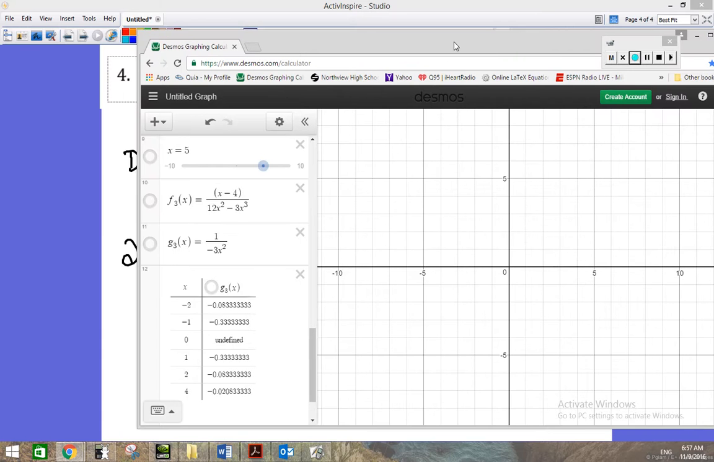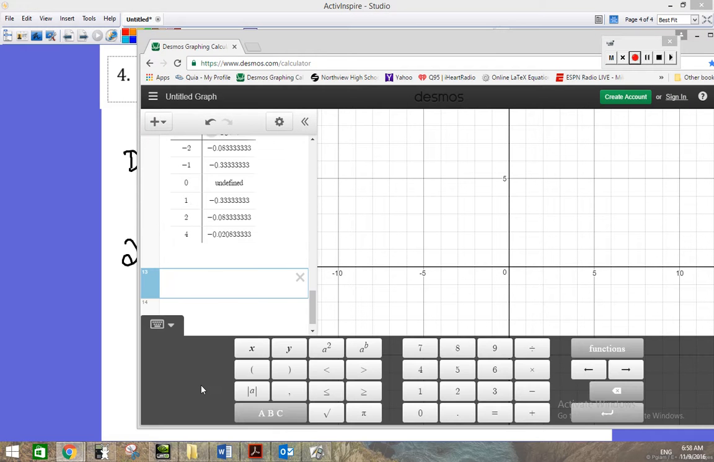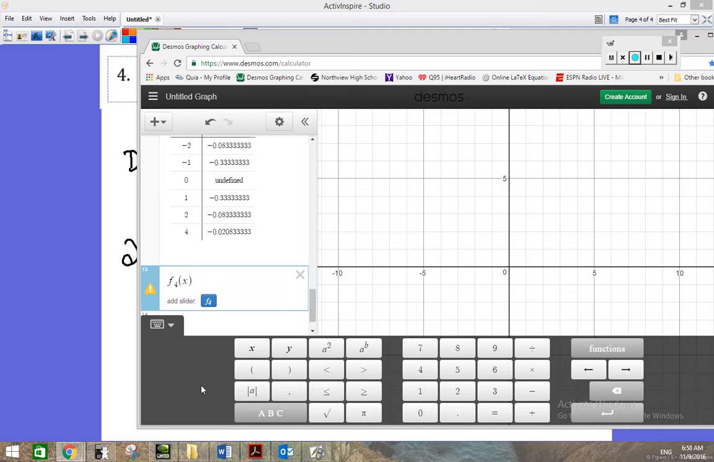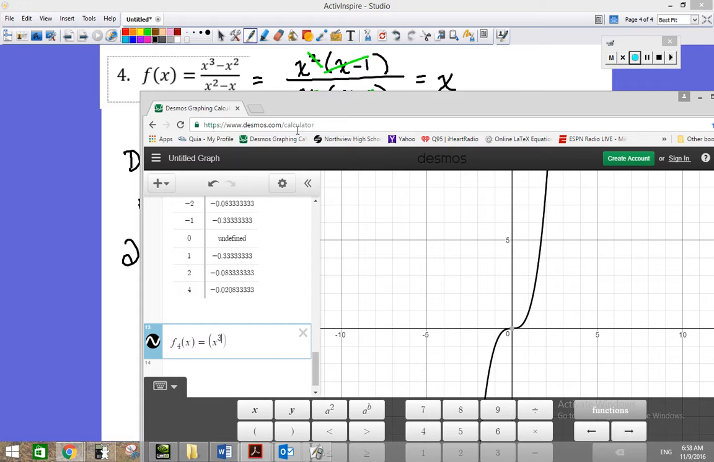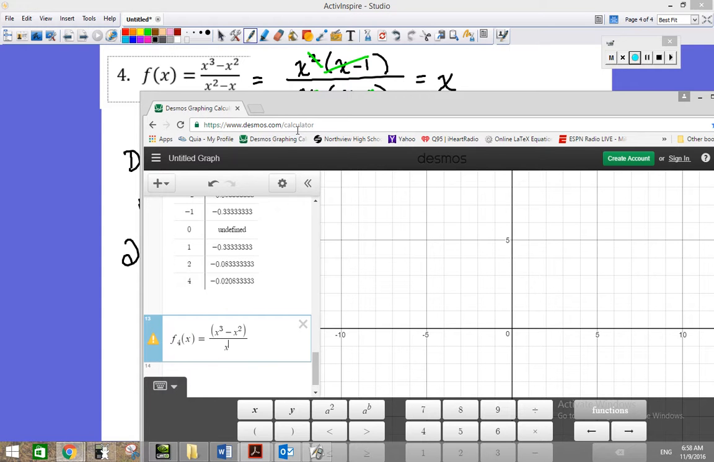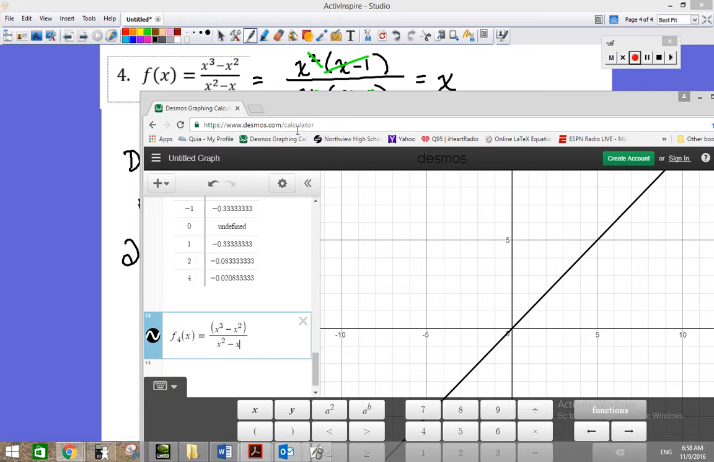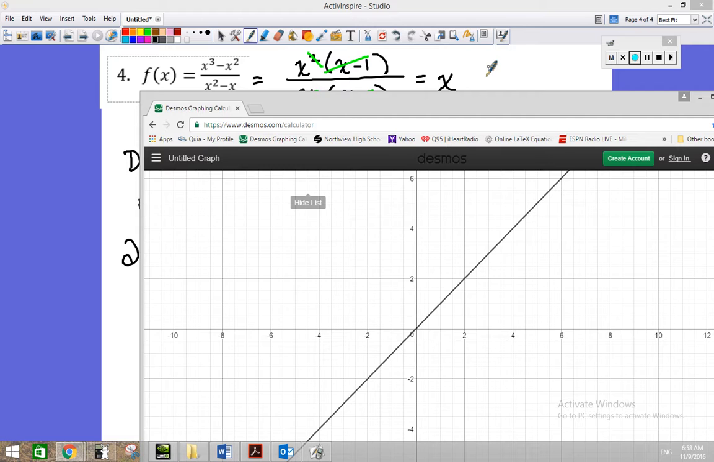I do need to put parentheses around that, otherwise when I hit my division, it'll think I'm just dividing the second term, and I want to divide the whole numerator by x squared minus x. So yeah, we were correct.